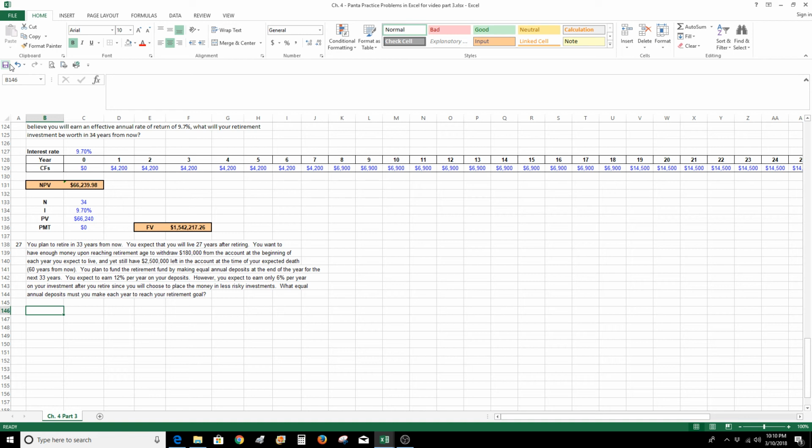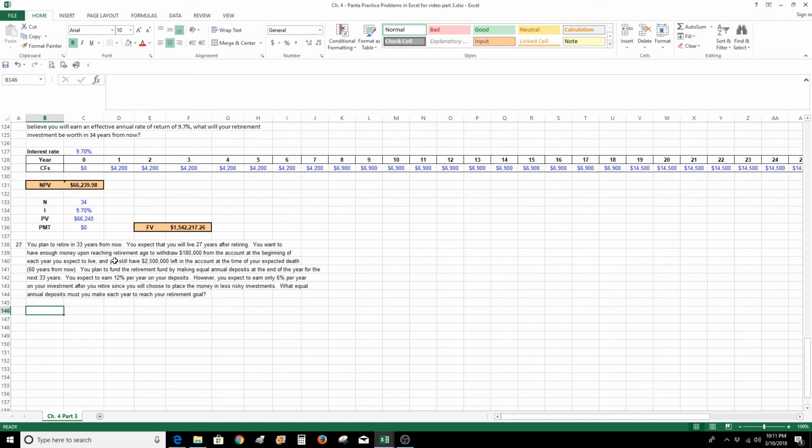Phew, that's a lot. So, in this word problem, you've got to kind of break it down into like a timeline. You've got 33 years that you're calculating, which is what that problem is stating. What equal annual deposits must you make each year to reach your retirement goal? So you've got these payments as you're working to reach retirement. Then once you reach retirement, you've got another 27 years to go after retiring.